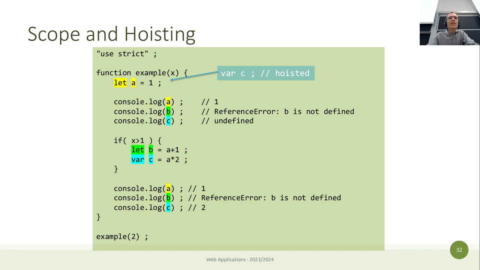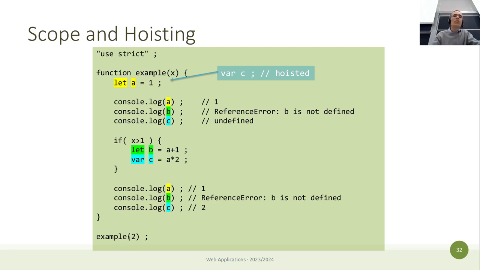So let's see the example. Use strict, so we are in strict mode, not in non-strict mode, which is even worse. We define a function, a normal function, nothing particular. There's a parameter x. If x is greater than 1, do something with the variables and print stuff.